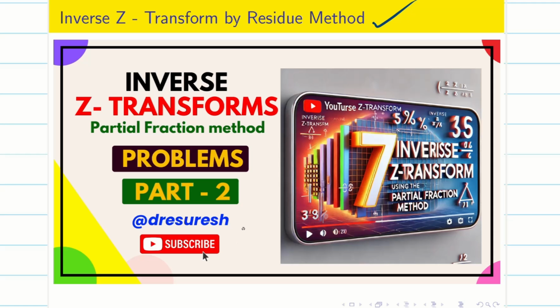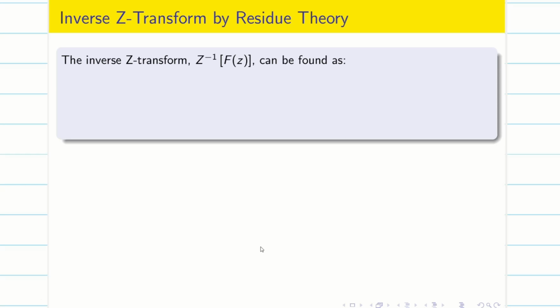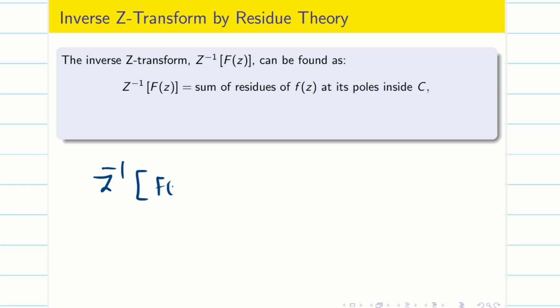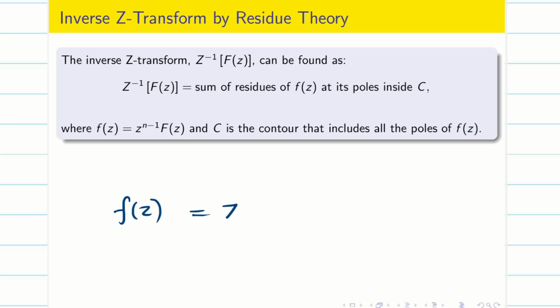Actually, it comes from CRT. Do you remember in semester 2, the Cauchy residue theorem in complex analysis? We have learned it. Z inverse of F of z, which we take as f of n, is equal to the sum of the residues of small f of z at its poles that lie inside C. Small f of z is nothing but z power n minus 1 into capital F of z, and C is the contour that includes all the poles of f of z.